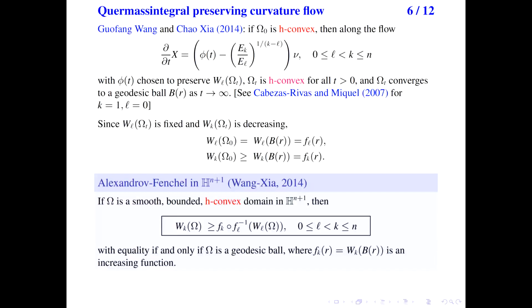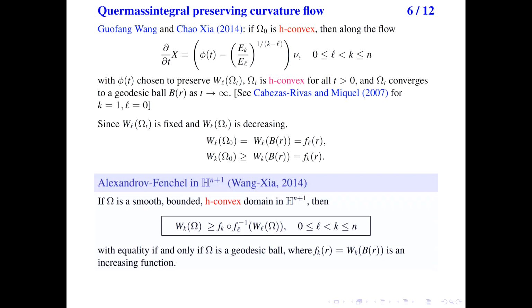So now we have both the monotonicity and the convergence. Then we can compare the initial values of W_l and W_k with their limit values W_l(B_r) and W_k(B_r), which are functions of the radius r. Now we obtain the following Alexandrov-Fenchel inequality.